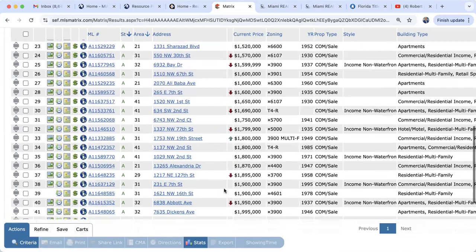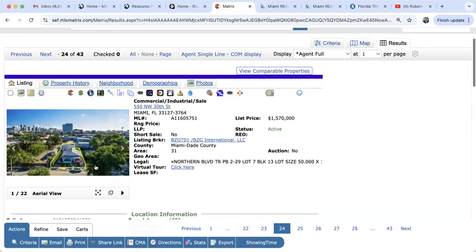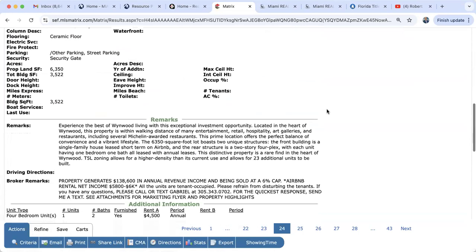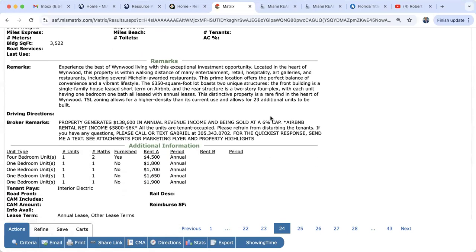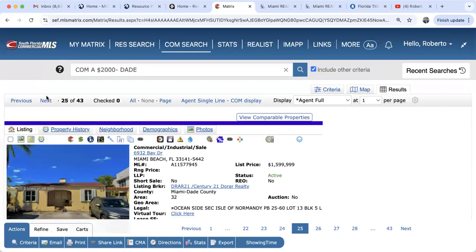These are all really nice apartment buildings, right? I mean, that's what we're looking for. So if I click on one like this here, all right, this is an apartment building listed for 1,570,000. And just setting it for its potential, right? I mean, it has what it has right now, but they're setting it where it's zoned for an additional 23 units to be built. So it's probably the wrong property for me to choose.